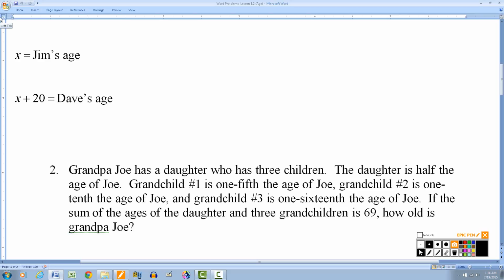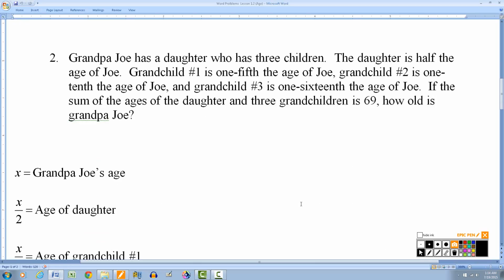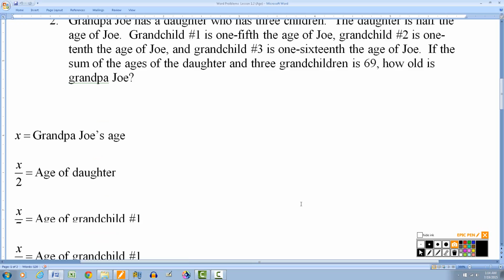So in this case, we're dealing with age again. Obviously I need something to represent the age of the mother and of the 3 grandkids, and then based on what they tell me, if I add those up, that's supposed to give me 69. So that's pretty straightforward, I hope. Here's the way I set it up. We're looking for Grandpa Joe's age, so I'd let x equal Grandpa Joe's age.